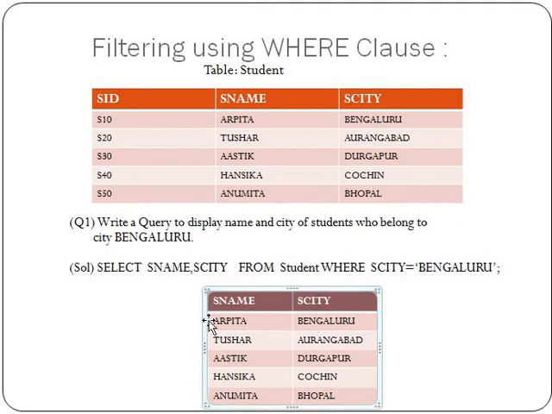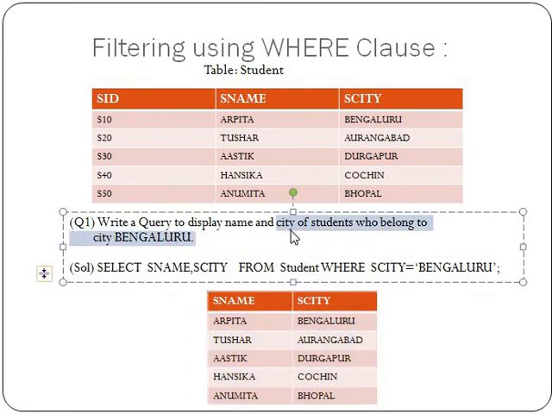Now the question is, are we going to see all these records or only a specific record? Let's find it out from the question. If we see the second part of the question, it is asking us to display the city of students who belong to the city Bangalore. That means the criteria is set. We will be displaying the names and city of those students who belong to Bangalore.